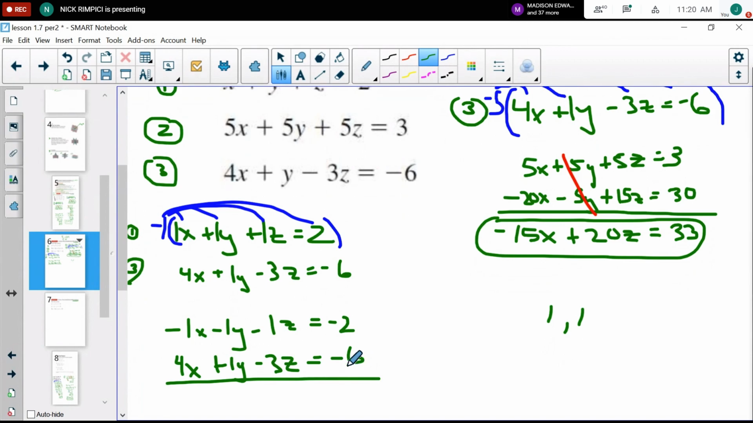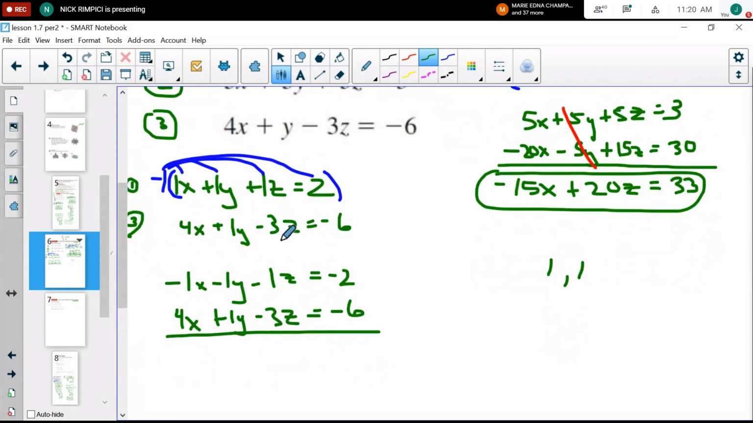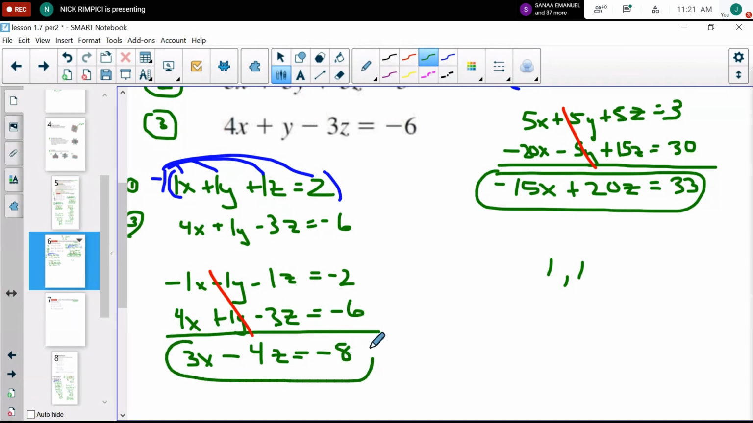Okay? And now I want to add these together, and let's see what happens. 4x minus 1x should be 3x, right? -1 plus 4 is +3. Look, these cancel out. We got what we wanted, the -1y and the +1y. They eliminate. That was the purpose. And when I put these together, -3z and -1z is -4z. And -2 and -6 is -8. Okay? So now I have 3x minus 4z equals -8.